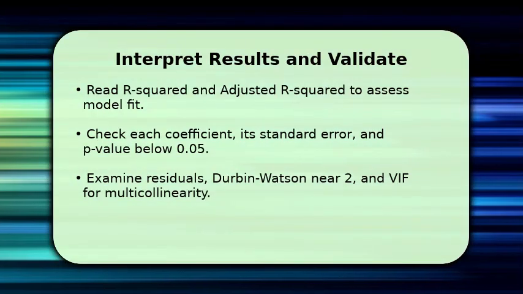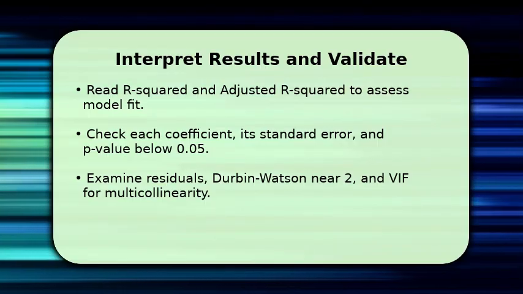Begin interpretation with R-squared and adjusted R-squared to assess explained variance. Review the coefficients table for each predictor, noting coefficient values and standard errors. Identify statistically significant predictors by checking p-values below 0.05.